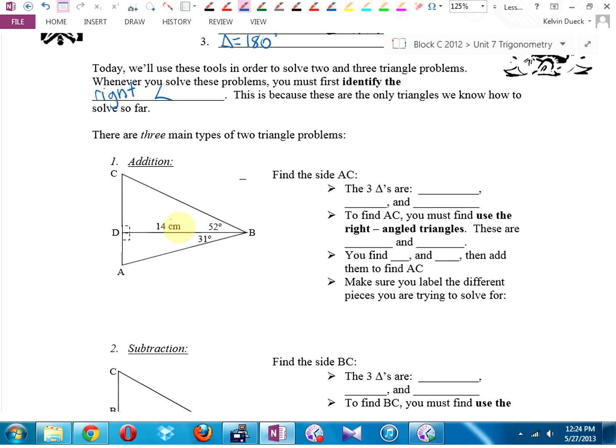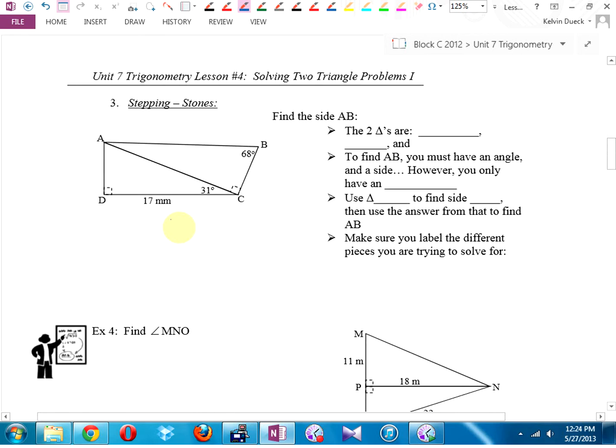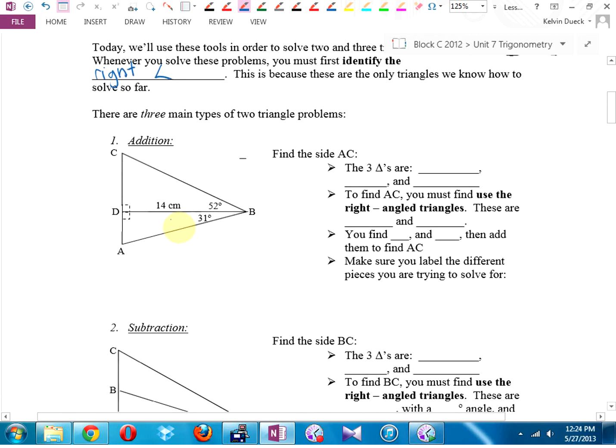There are 3 main types of 2 triangle problems. There's an addition type question. There's a subtraction type question. And then there is a stepping stone, hopscotch, jump around type question. On your test, you're going to have all 3. What do I mean by an addition type question?